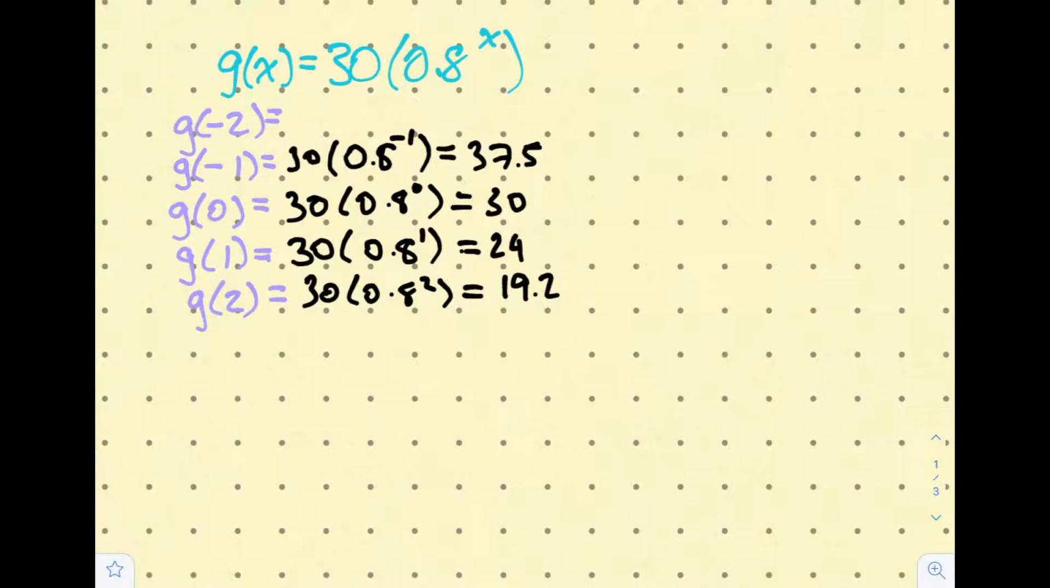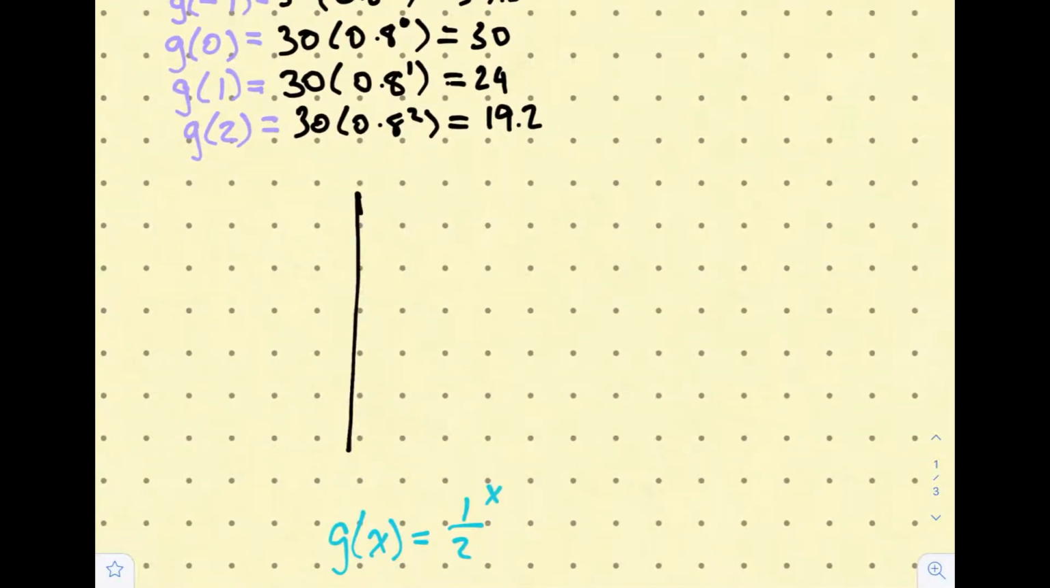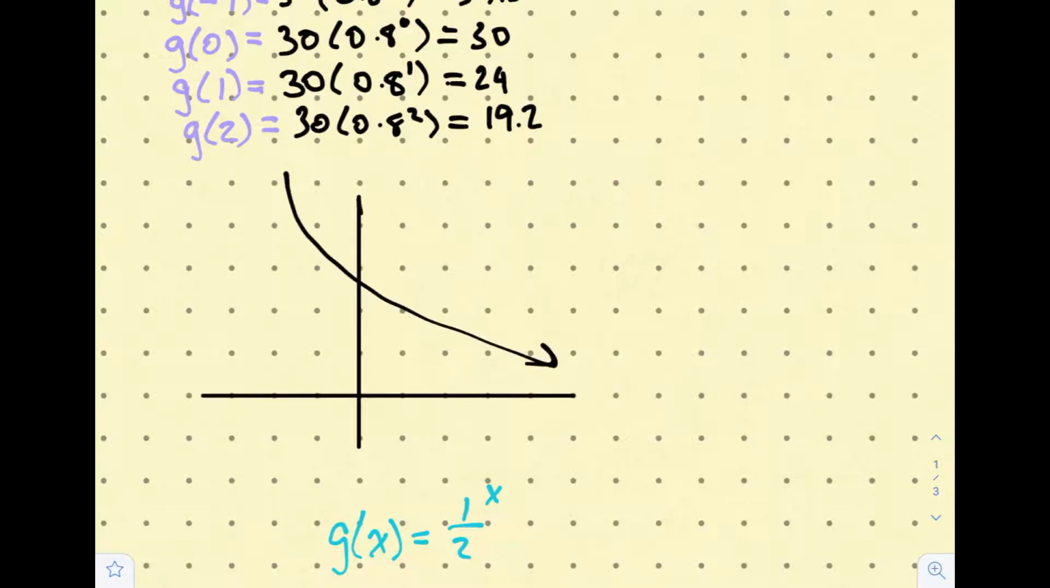And then this next one will be the same as 1 over 0.64, right? That was 0.8 squared. And then we would multiply by 30 to get 46.875. So if we wanted to sketch, we have a graph that kind of looks like this, roughly. It's going down further and further to the right, and you can see as we multiply 30 by more and more 0.8s, the number keeps getting smaller, but it's never going to cross 0.